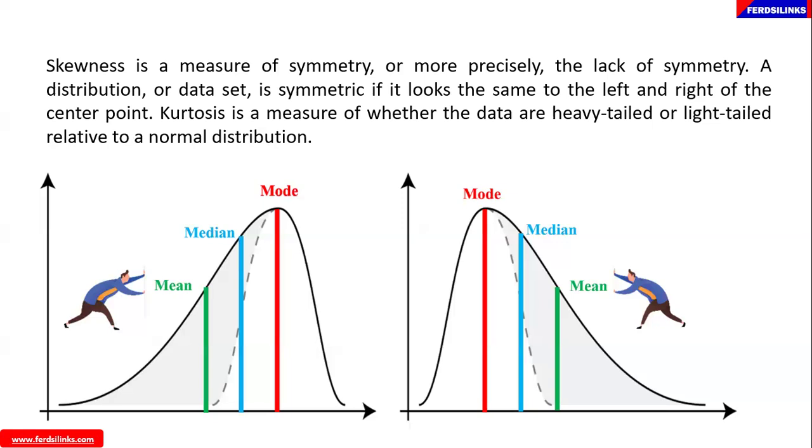But what if you remove 5 and put 10? What will be the mean? The mean will increase to about 6 or 7. But what will be the median? Median will still be 3. Right? Why? Because the median is not sensitive to extreme values, but the mean is.